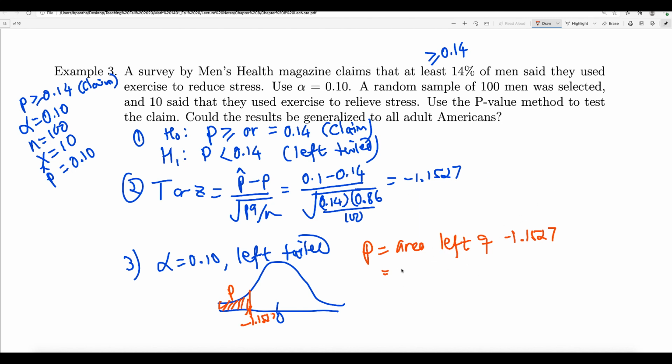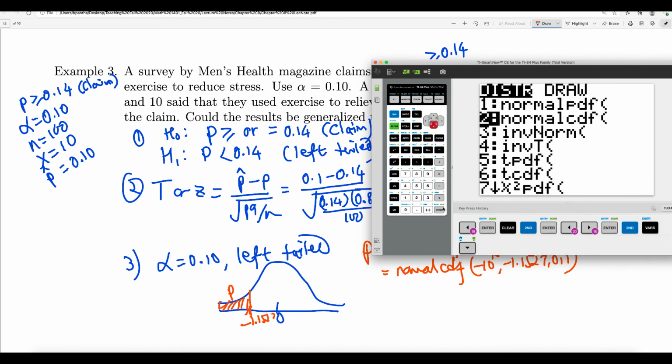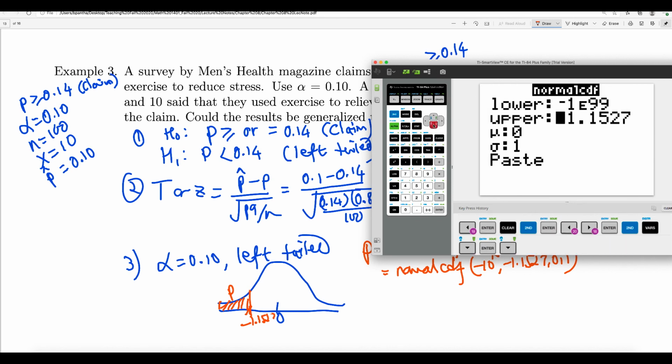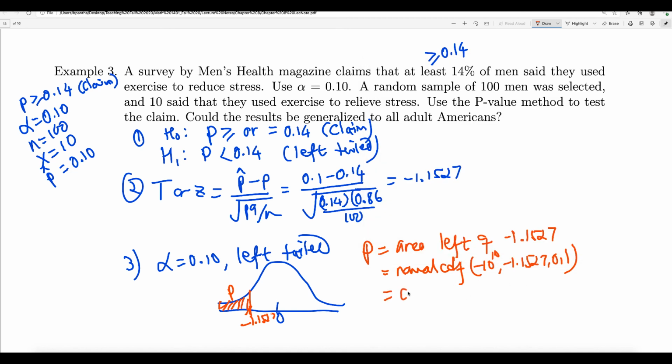Okay, so how do I do that? Normal CDF from negative 10 to the 10 comma negative 1.1527, then 0 comma 1. Let us use the calculator. Press second vars, then normal CDF: negative 10 to the 10, negative 1.1527, then 0 and 1, and paste. What you get is 0.1245. Number 4 is the decision.